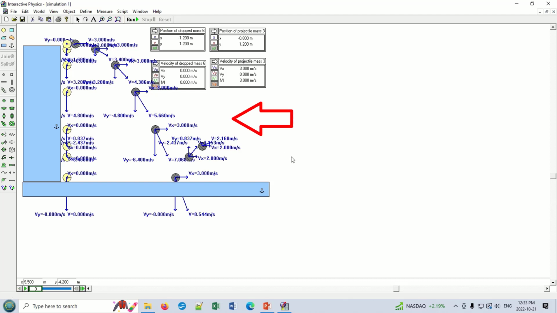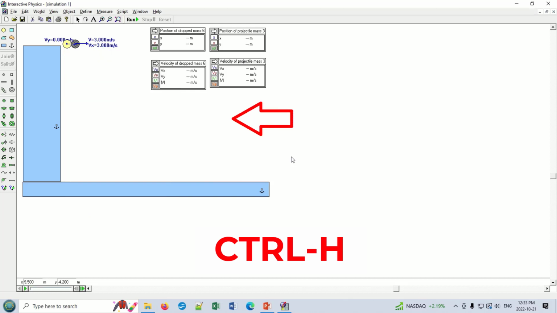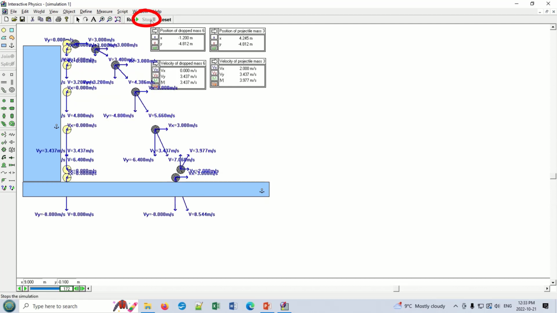But it does have this sort of glitchy thing where it doesn't erase the other stuff that's on the screen. So to erase everything, click Control-H, and that gets rid of all the stuff from the previous run. So again, you click Run to start it, and you stop it after the bounce. And it shows us both balls falling, as well as the X and Y components of their velocity.